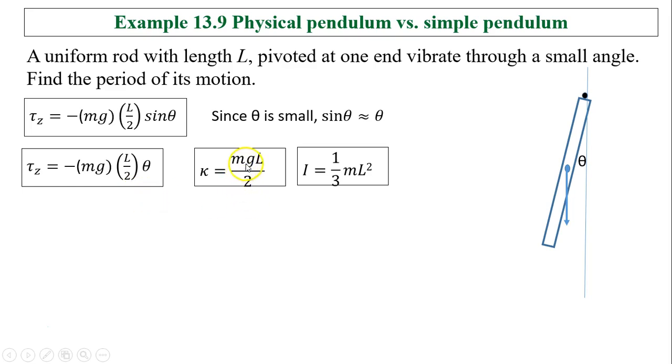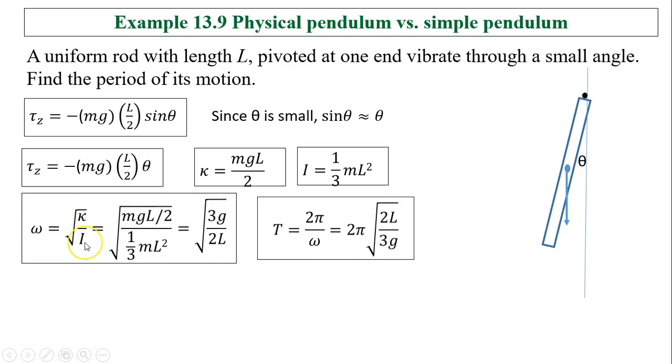In this case, kappa equals mg L over 2, and because this is a uniform rod rotating about one end, I equals 1/3 m L squared. So we can find omega equals the square root of kappa over I. That equals mgL over 2, that's kappa, divided by 1/3 m L squared, which is I. Simplifying, we have omega equals the square root of 3g divided by 2L. Similarly, T equals 2 pi divided by omega, so it's 2 pi times the square root of 2L over 3g. That is the period.